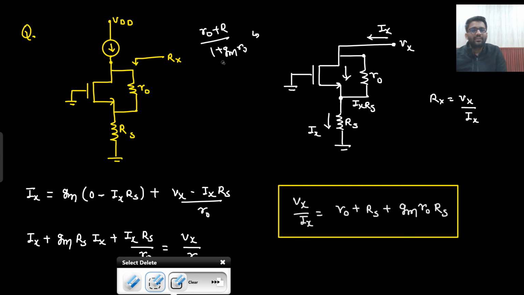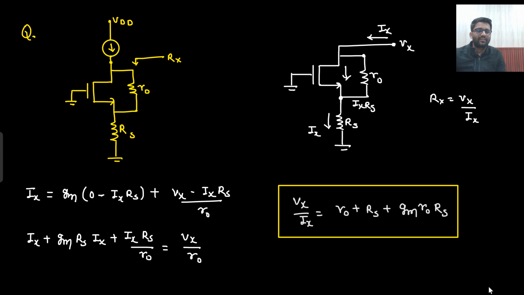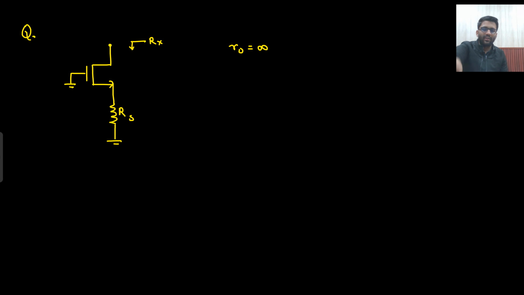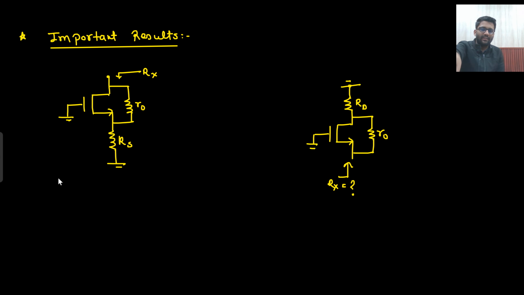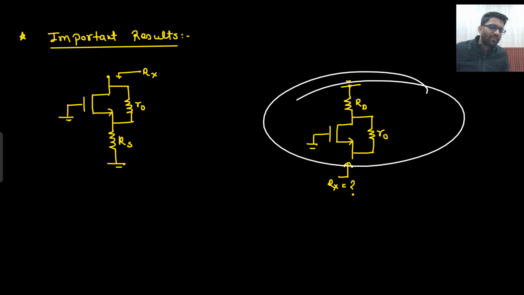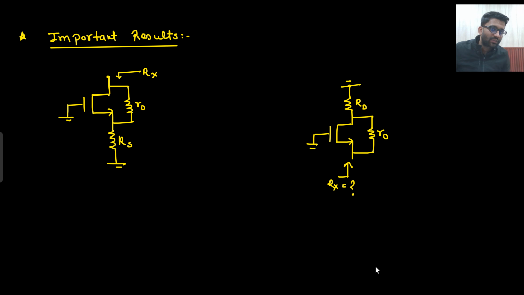Are you getting this point or not? You are getting two kinds of resistance. Forget about this circuit once. Let's see these two results. Have we seen this circuit before? Yes. Looking from the source, what was the answer? R naught plus Rd upon 1 plus Gm R naught.